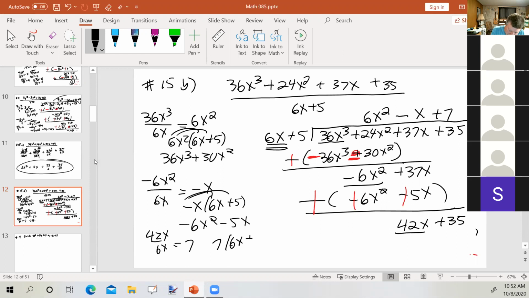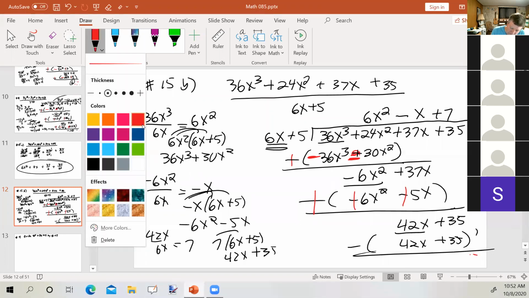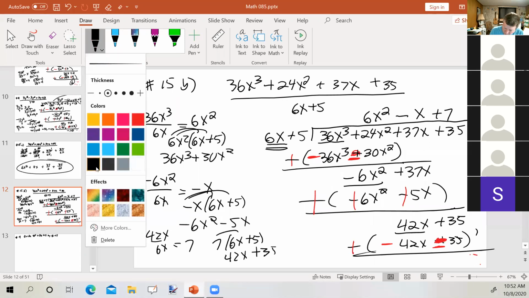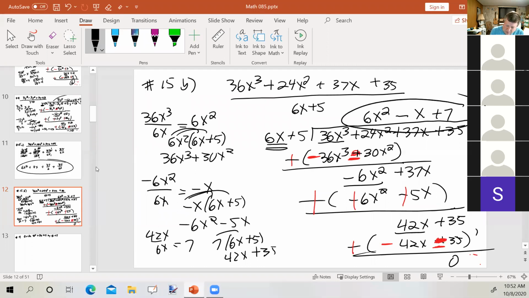7 times the quantity 6x plus 5 is 42x plus 35. We're going to subtract that quantity from what's up above, distributing, changing it to addition of the opposite. We get 0, so there's no remainder. So the answer is 6x squared minus x plus 7.